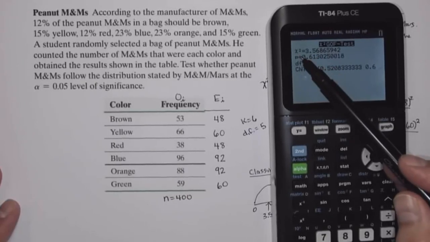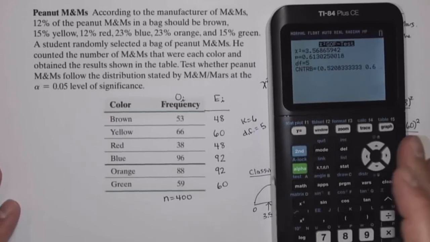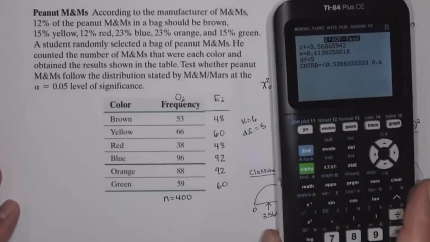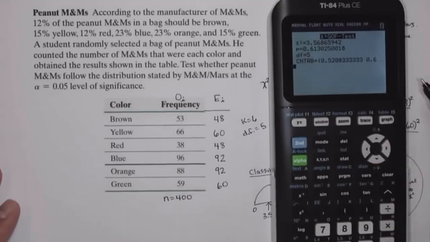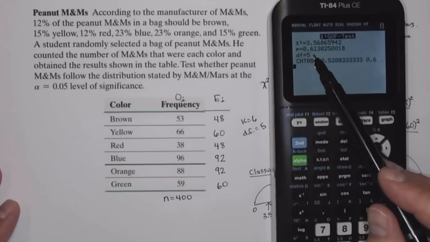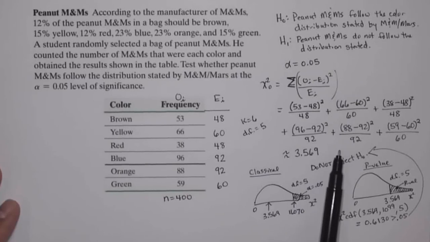So if I round to 3 places, we get 3.569, and that agrees with our by hand calculation. The calculator also tells me the p-value, 0.6130. That also agrees with our by hand calculation that we obtained. So we can use the calculator directly if we have that chi-square GOF test option.